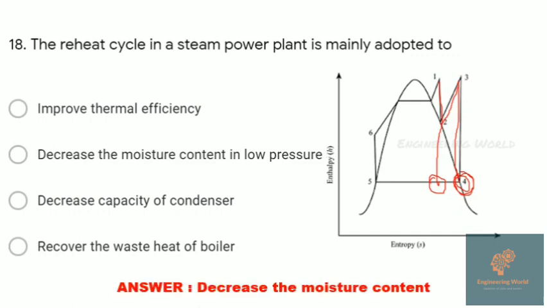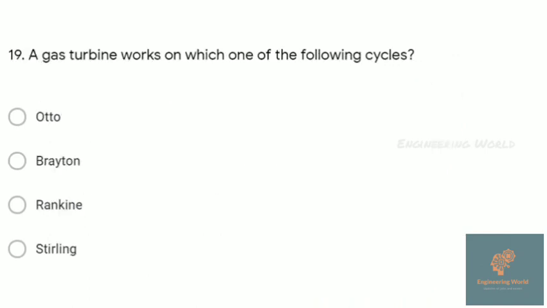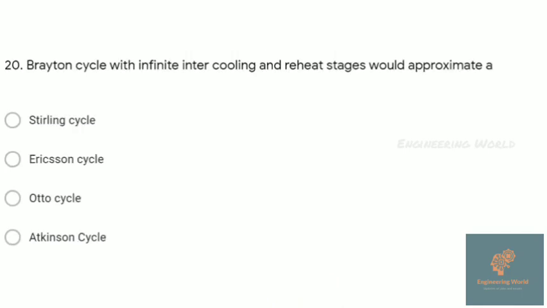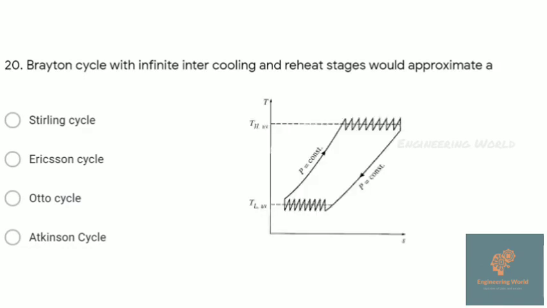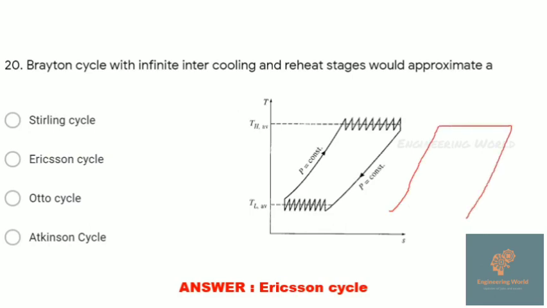Then the next question. The gas turbine works on which one of the following cycles? It is a straightforward Brayton cycle. Then the next question. A Brayton cycle with infinite intercooling and reheat stages would approximate a. This is a Brayton cycle with infinite intercooling and reheat stages. So it looks like an Ericsson cycle as we saw earlier. So the answer is the Ericsson cycle.